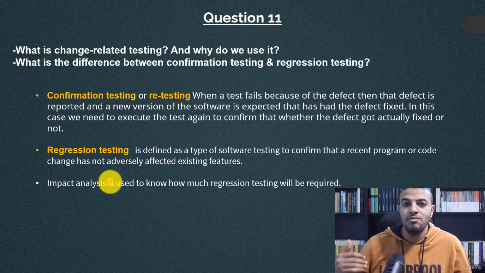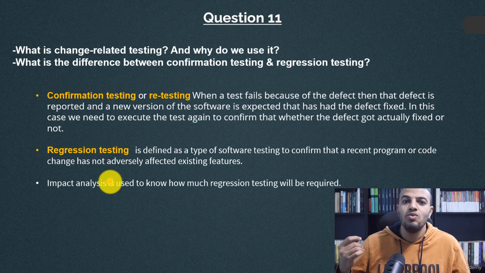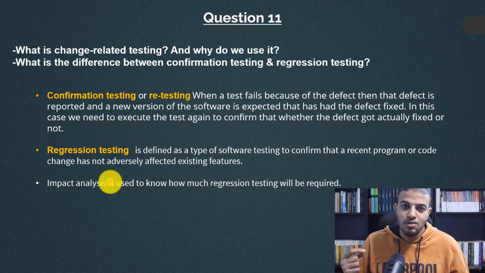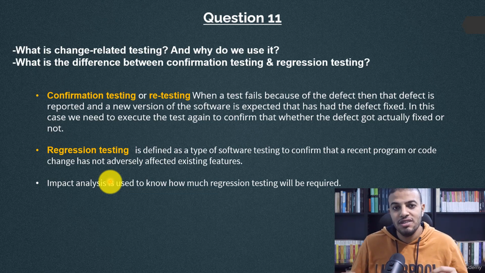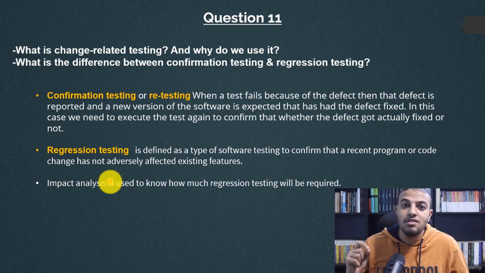And after we perform the change, after we execute it, we perform impact analysis again. In this case, we perform it in order to know how much regression testing will be required and what are the parts of the system that we will perform regression testing on. Of course, it is a very good thing to automate your regression tests, but we are still in the manual tester interview questions, so we will not talk about this point now.